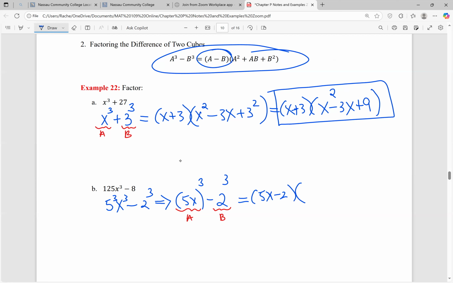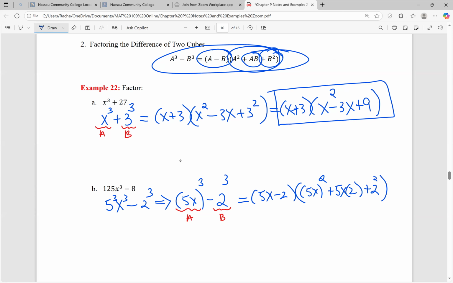And then I'm going to multiply that by a squared, where a is 5x. So this is going to be 5x squared plus a times b. So plus 5x, which is a, times b, which is 2. And then plus b squared. So then I'm going to add 2, which is b squared.